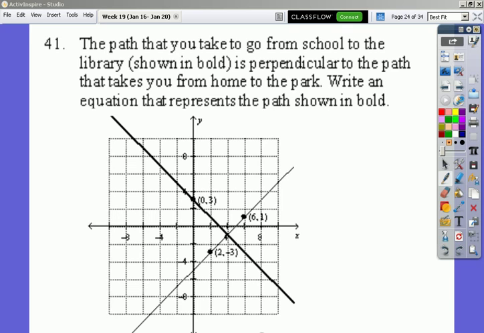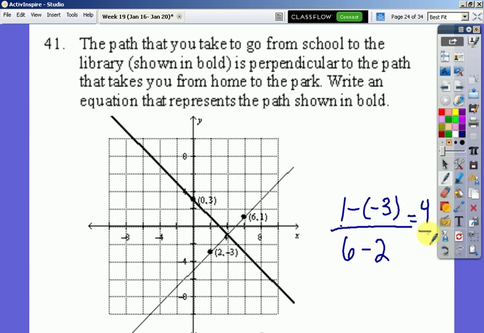So let's find the slope between the points for the path to the park. This is (6, 1) and (2, -3). If I start with the 1 here, it's 1 minus negative 3 over 6 minus 2. So 1 minus negative 3 is 4 over 4, which means the slope is 1. So what does that mean the slope of the bolded line has to be? Negative 1.